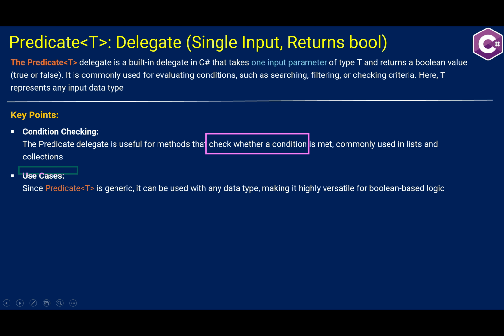And coming to the use case, since predicate is a generic delegate, it can be used with any data type, making it highly versatile for Boolean based logic.